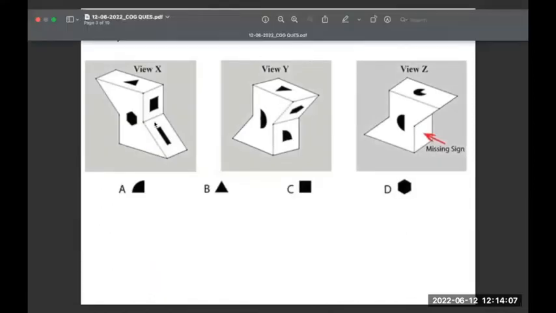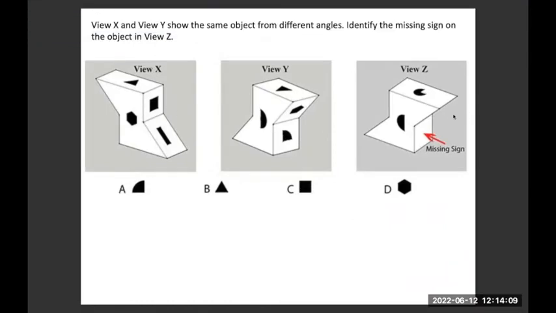Here you are given 3 different views of a 3D object like a dice, and that object has different symbols on all faces. In the third view, there is a face which shows a missing sign. You have to identify which will be the sign which will come here.